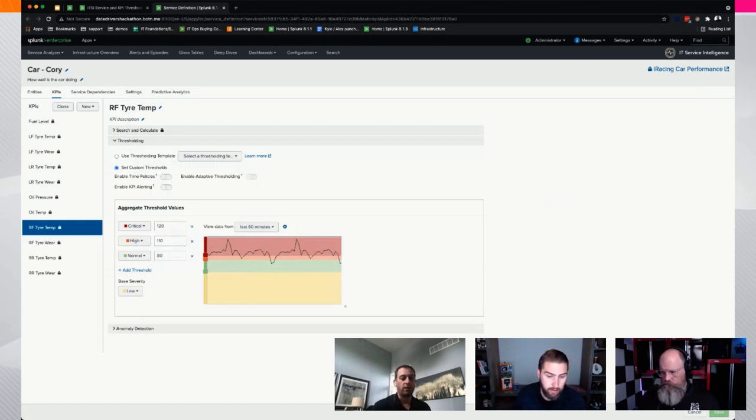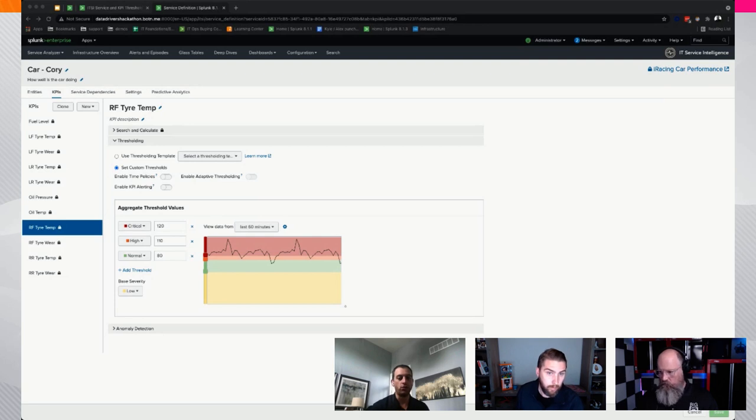Yeah, and what's really nice here is every tire is its own KPI in this particular service, which means that we can use adaptive thresholding per each of these KPIs in order to look at the historical performance of this tire and use that as a baseline. We can then recompute the thresholds automatically using machine learning to account for what is normal versus not normal for this particular tire. So we're going to quickly go through that exercise of using adaptive thresholding to recompute the threshold values for this KPI, again using the historical data as a baseline for thresholds moving forward.